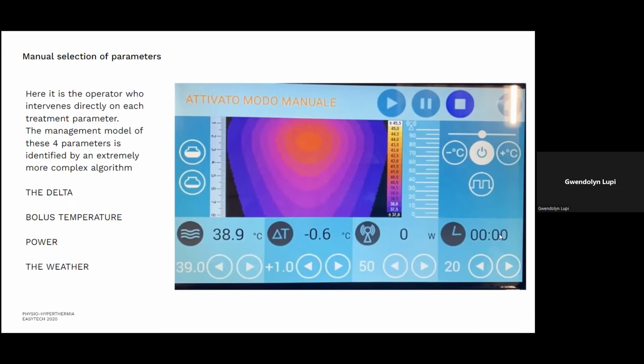So the bolus temperature: consider that under the water bag there is a thermocouple. I don't know if you have seen it or not, but I think you have. This is a thermometer. It measures the skin temperature instant by instant during the treatment, and this is very important because we want to bring the heat in depth according to the skin temperature.